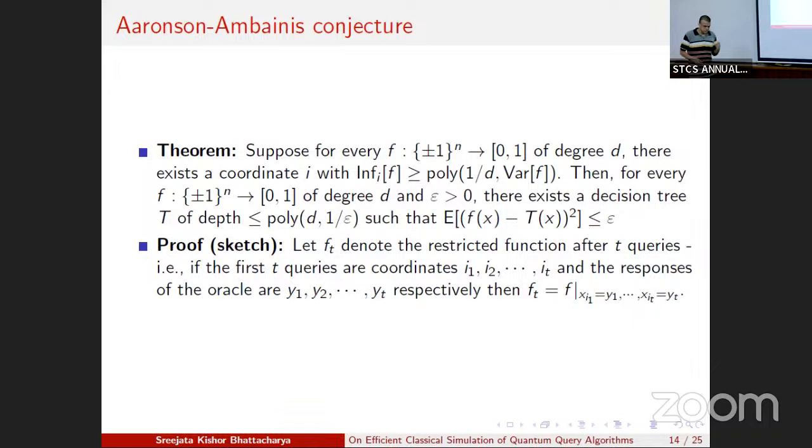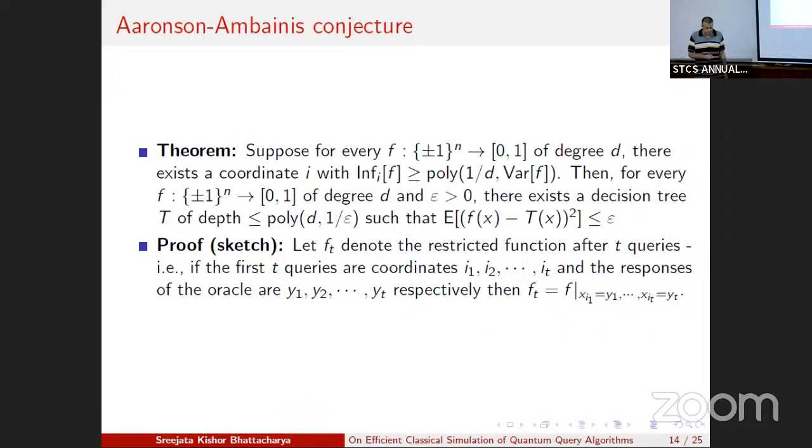So, okay, here's the proof sketch. Suppose this conjecture is true: if you have low degree and high variance, then you have high max influence. Now, given any such function, we have to construct a decision tree. So we consider the following query algorithm. Suppose we have made t queries so far, initially t equals 0, and we have queried the coordinates I1 to It and gotten the responses y1 to yt. Let f subscript t denote f under this restriction. That is, this is what we know about f so far.